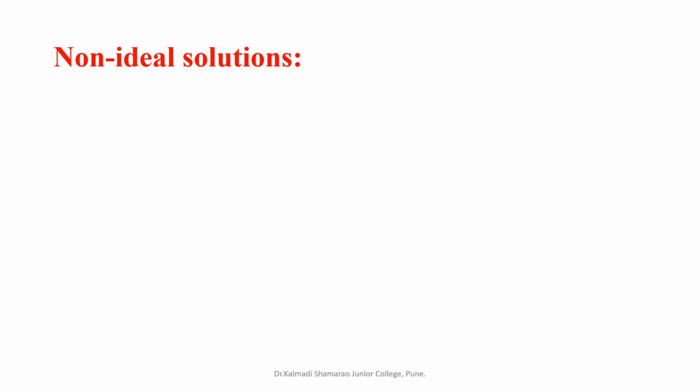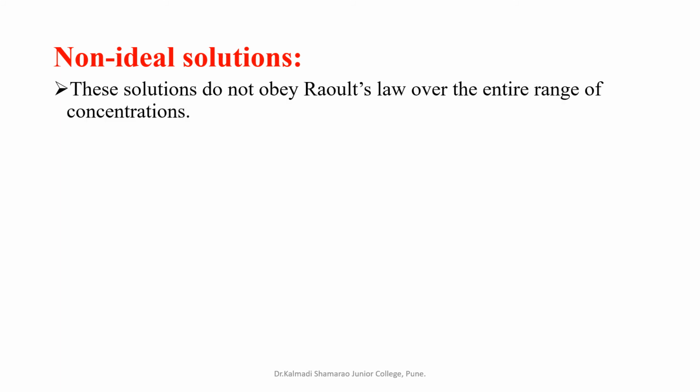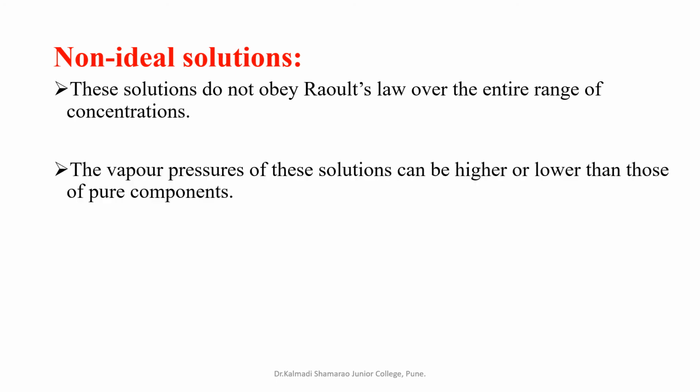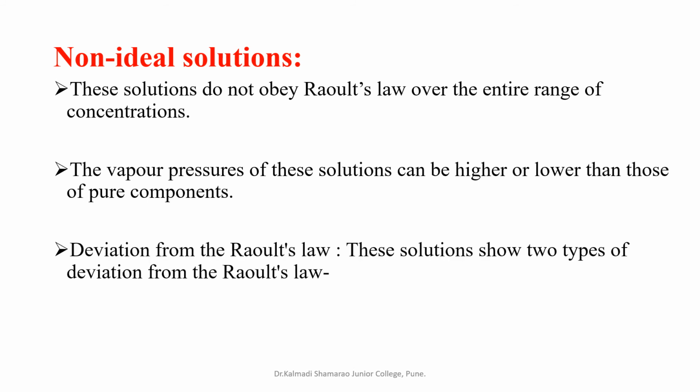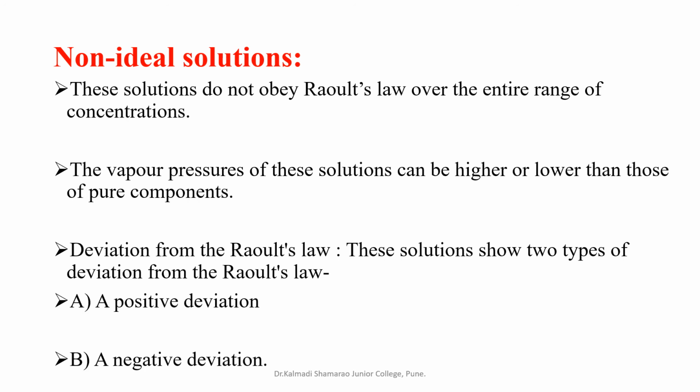Let us see another type of solutions, non-ideal solutions. These solutions do not obey Raoult's law over the entire range of concentration. Secondly, the vapor pressure of these solutions can be higher or lower than those of pure components. Now the deviation from Raoult's law. The solution shows two types of deviation from Raoult's law. First, a positive deviation, and second, a negative deviation.